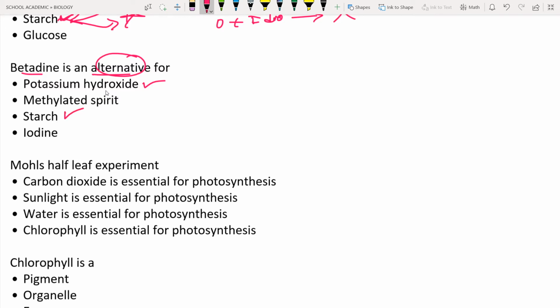Betadine is going to act on the starch. Yes, correct. But most of the students gave the answer option as starch. We have to understand what the question is asking. Betadine is an alternative for, so instead of betadine, what can you use? Instead of betadine, you can use iodine to identify the starch. Instead of iodine, you can use the betadine solution for the starch, or instead of betadine, you can use the iodine solution. The correct option is iodine solution. Iodine solution is an alternative for the betadine solution.